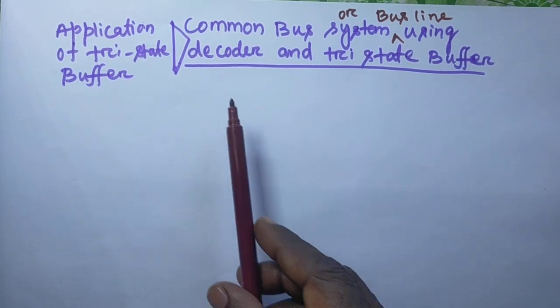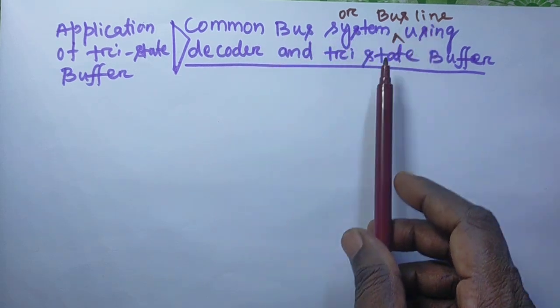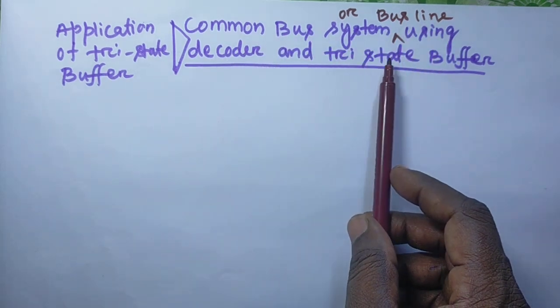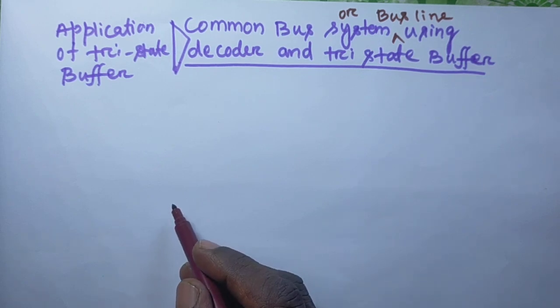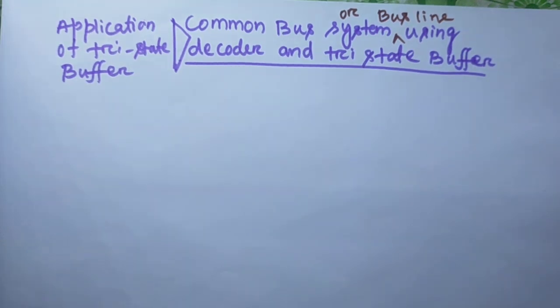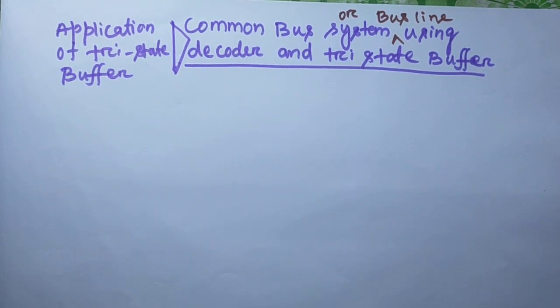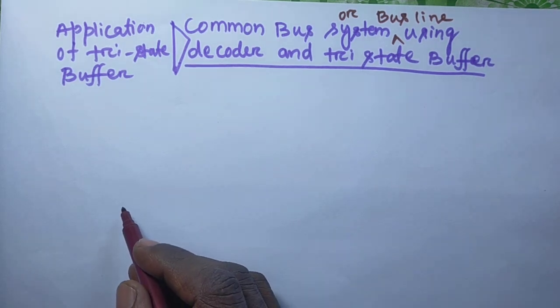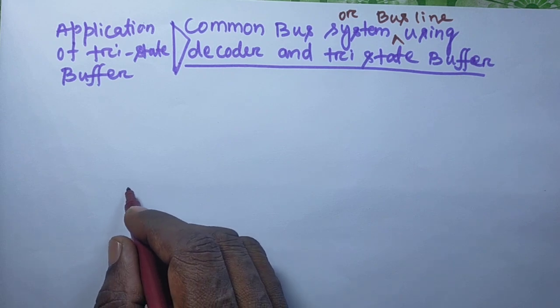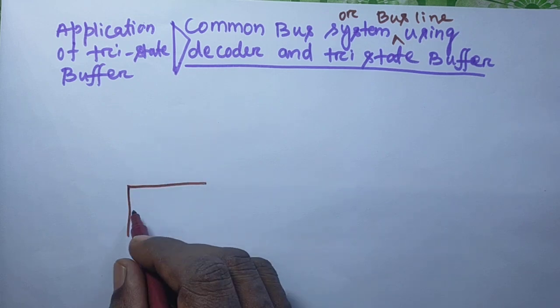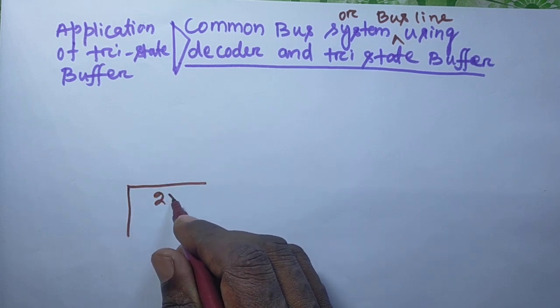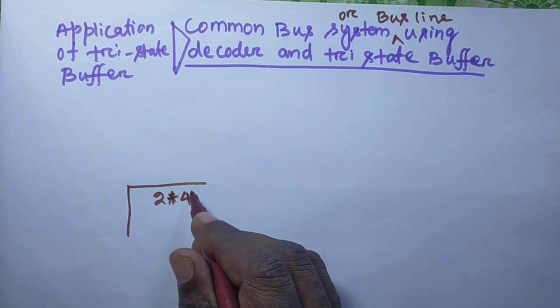I will show you. You see the common bus system or bus line using a decoder and a tri-state buffer. Okay, very simple way I will design. See here, since it is considered a decoder, we will consider also a decoder and a tri-state buffer. So I will show you how. Let one decoder we will consider here.